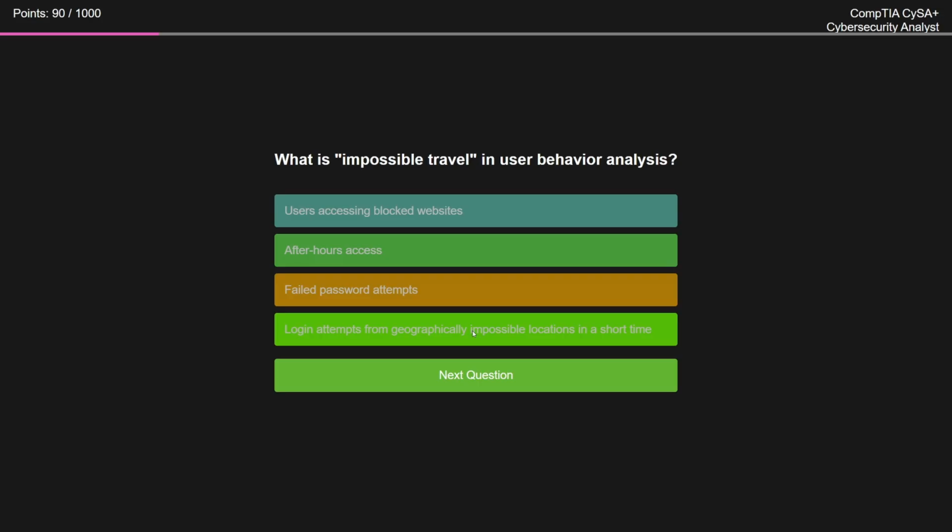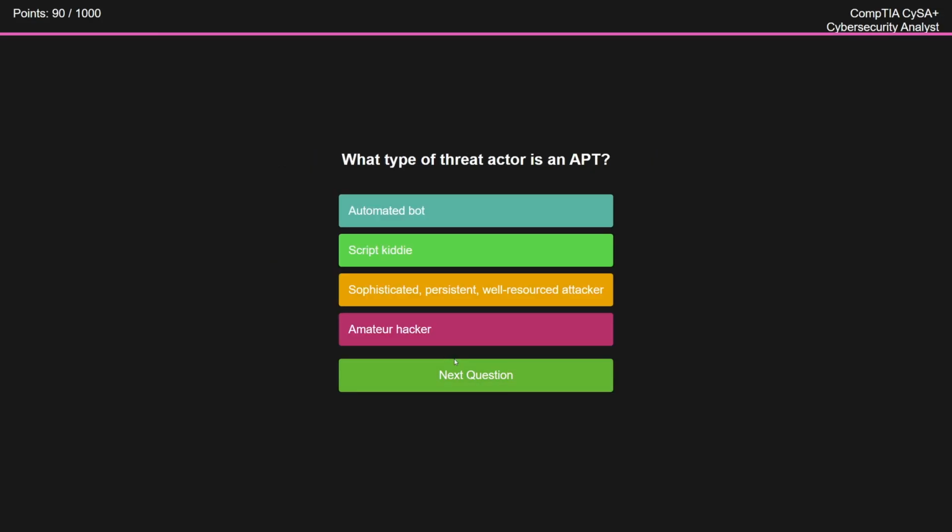Users accessing blocked websites, that has nothing to do with it. After-hours access, I don't see how that would have anything to do with it. Failed password attempts, this question doesn't say anything about passwords. So that's why this one is right.